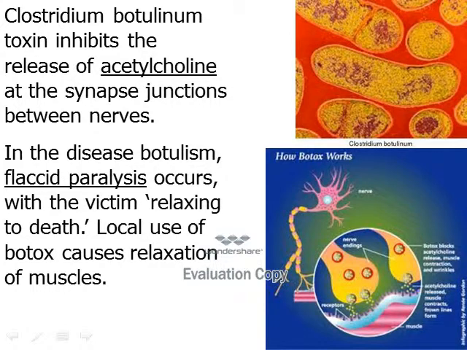Clostridium botulinum works by inhibiting the release of acetylcholine. This is a chemical in the synapse, the junctions between our nerves. If we have something extreme, then it's called flaccid paralysis. And we're going to relax to death because all of our synapses are tied up with this Clostridium. But we can use local injections of Botox, which just causes localized relaxation of muscles, and it's fairly safe.